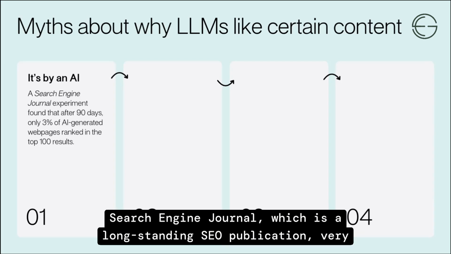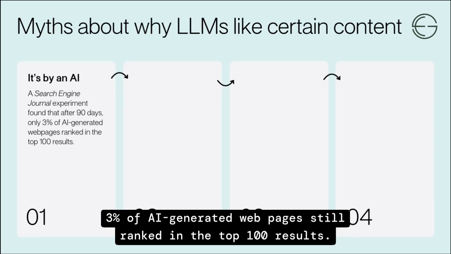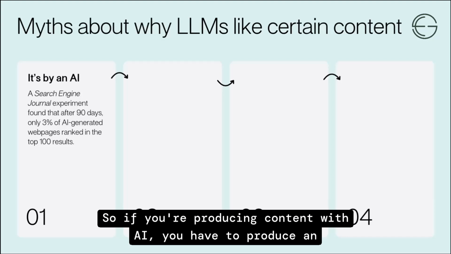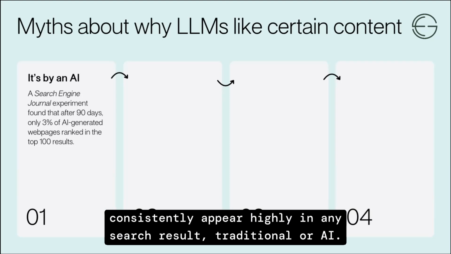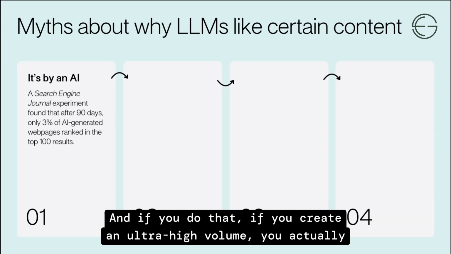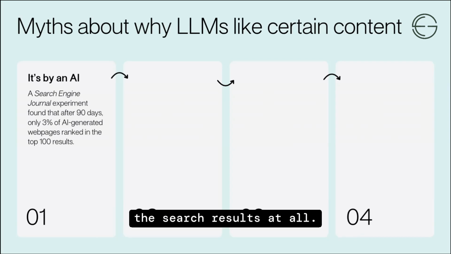Search Engine Journal, which is a long-standing SEO publication, very reputable, found in an experiment that after 90 days, only 3% of AI-generated web pages still ranked in the top 100 results. So if you're producing content with AI, you have to produce an extremely high volume of it in order to get your site to consistently appear highly in any search result, traditional or AI. And if you create an ultra high volume, you actually run the risk of getting flagged as spam, and then you won't show up in the search results at all.